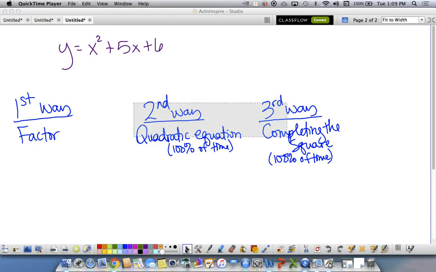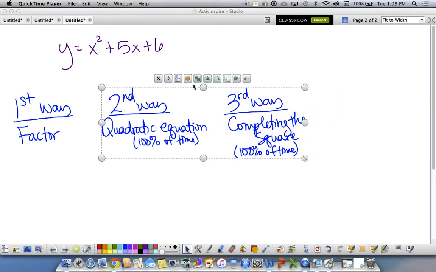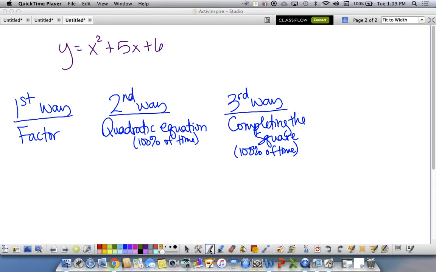Okay? And the last and final way, of course, this is what I do. Let's see if I can just scoot these. I can scoot them over. So I've got room for the fourth way. Okay, so the fourth way that we can solve a quadratic is using our calculator. Okay? It will give us decimal approximations. Now, the quadratic equation and completing the square will give us exact values.